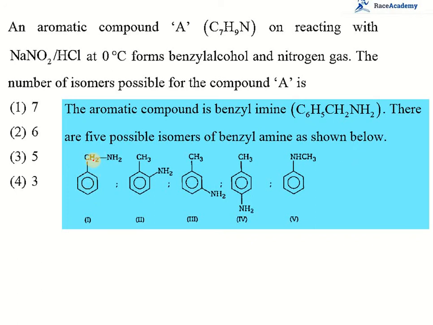Here we have, this is the first one, NH2 on the ortho position, NH2 on the meta position, para position, and also a secondary amine, the fifth one also shown. That means 5 possibilities are there. So the number of isomers possible for compound A is 5.